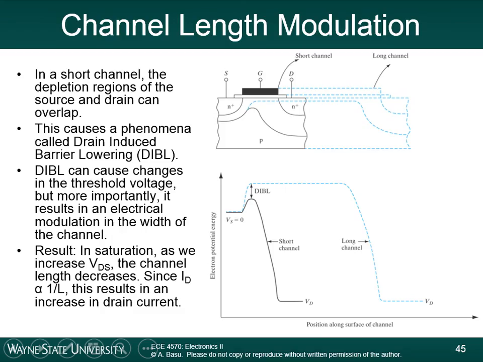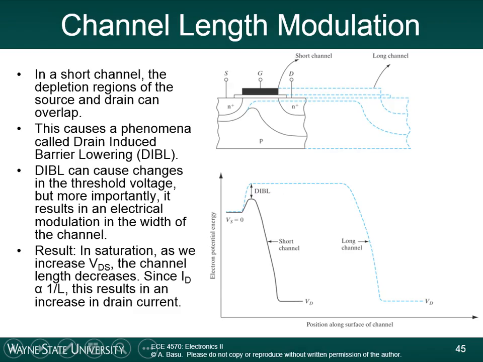Okay, that prevents additional electrons from going from source to drain. And in a short channel length transistor, this barrier height becomes lower. So you can see it only goes up this far. The result of that is that when we're in saturation mode, when we have a large VDS applied, the channel length effectively decreases as a function of VDS. Since the drain current is a function of 1 over L, this results in an increase in the drain current.